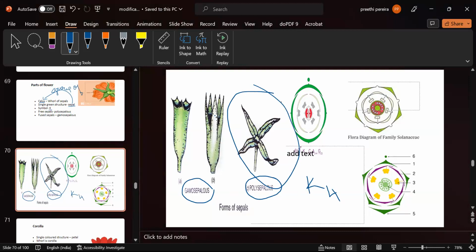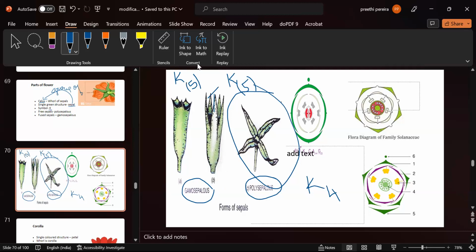Now, look over here. How many sepals are there? 1, 2, 3, 4, 5. So I will write K is the symbol in the formula. I will write 5. And I will put a bracket around it. Why bracket? Because they are fused. Here, 1, 2, 3, 4, 5. I will write K, and below it I will write 5. And I'm going to put a bracket around it, which means they are gamosepalous.